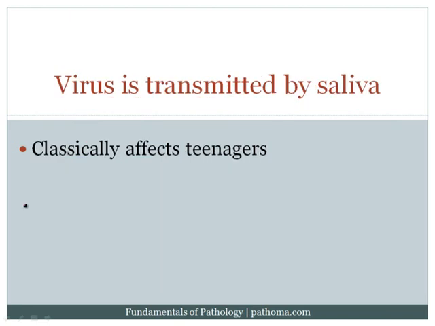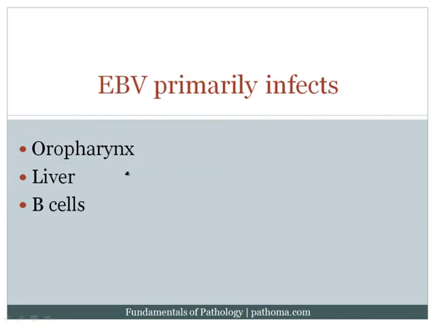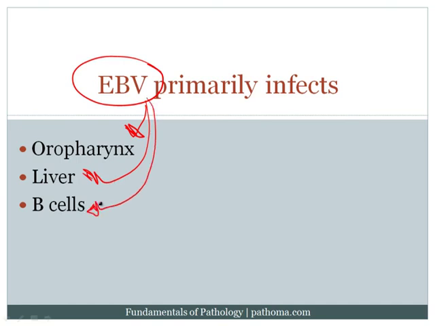The virus is transmitted by saliva, and in fact this disease is also called kissing disease, and it classically affects teenagers. When an individual gets an EBV infection leading to infectious mononucleosis, there are three tissues that are going to be infected. The oropharynx will be infected, giving the patient a sore throat. The liver will be infected, giving the patient hepatitis, and EBV is an important cause of hepatitis. And the B cells will be infected.